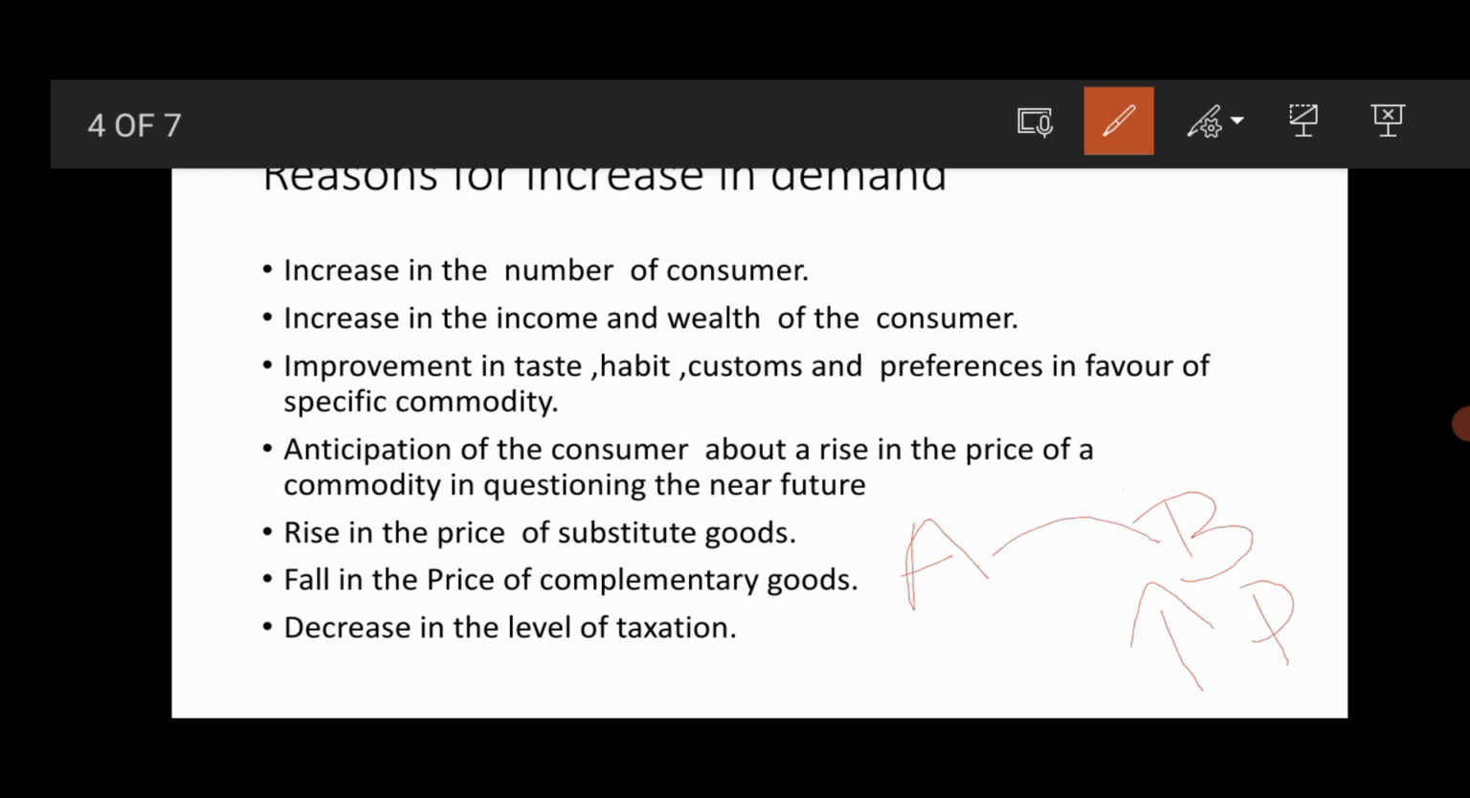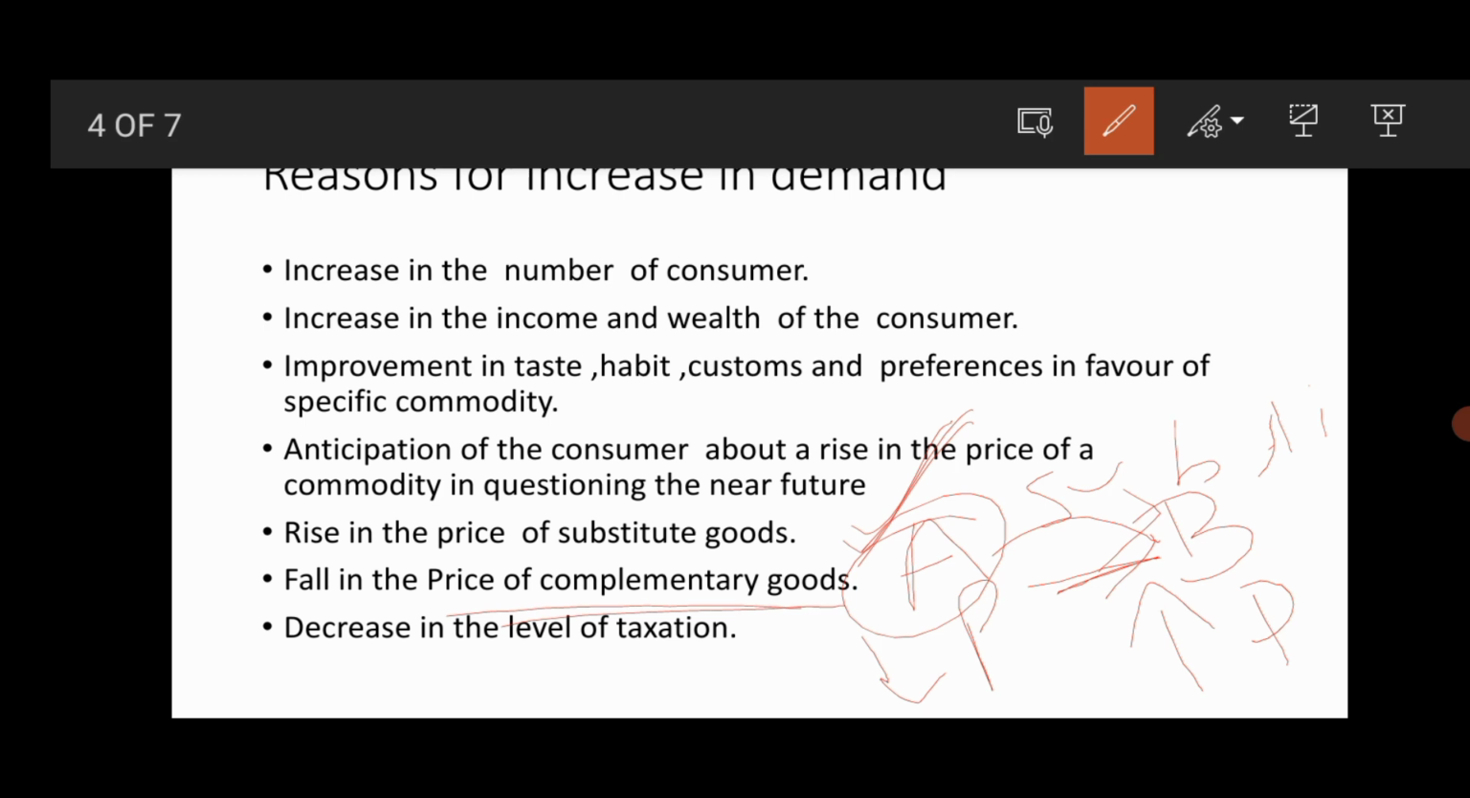These two commodities are substitutes. So now people will purchase which commodity? They will purchase A commodity, because as compared to B commodity, the price of A commodity is lesser. Therefore they will buy more of this commodity, so there will be an increase in demand for A commodity.